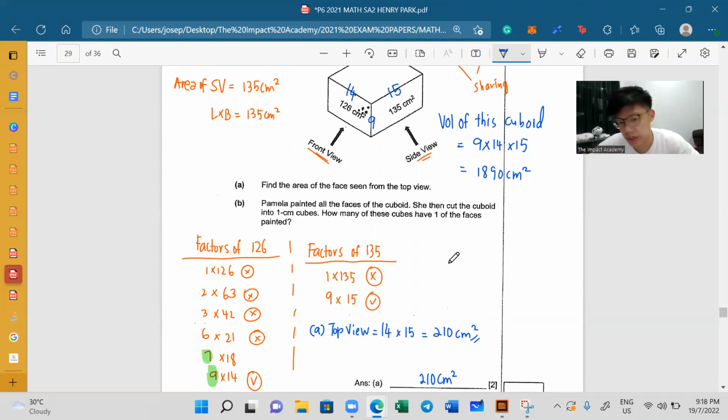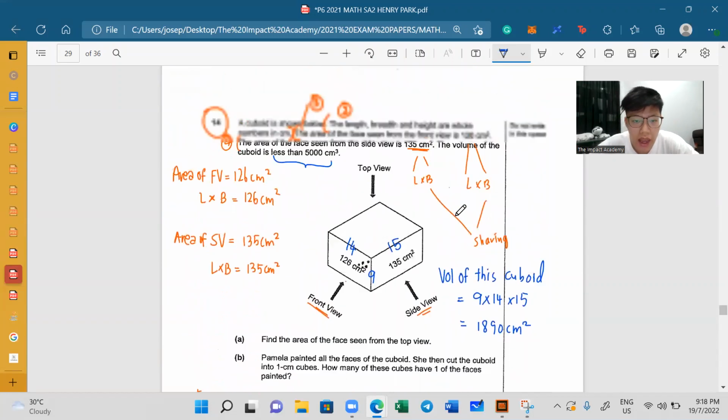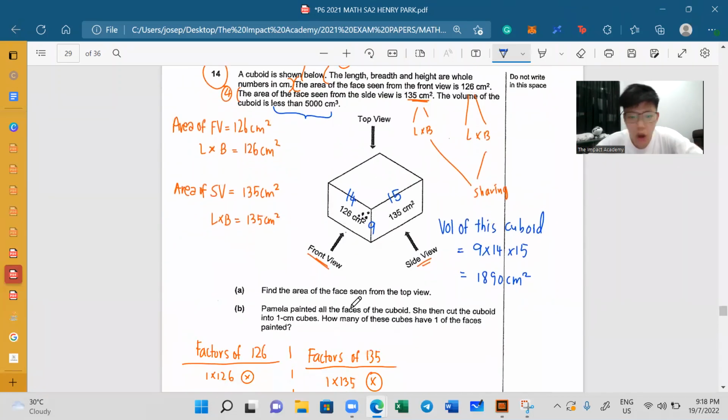As long as you're able to find the factors, you should be able to get to the answer. And what did Pamela do? Pamela painted all the faces. So she painted the top, she painted the side, she painted the bottom, she painted the other side, she painted the front, she painted the other side. Sometimes we call it back view.